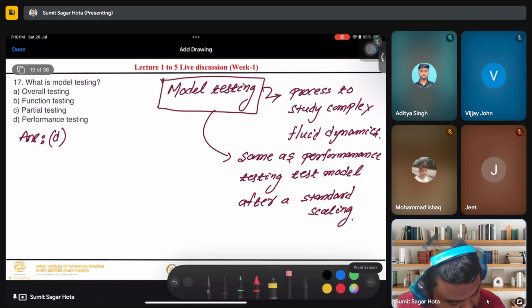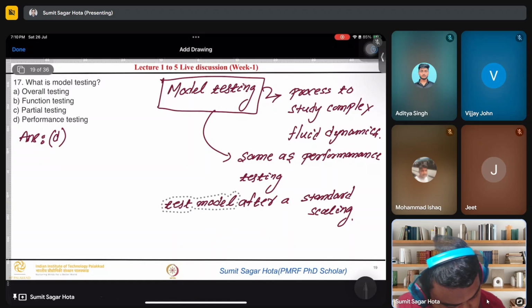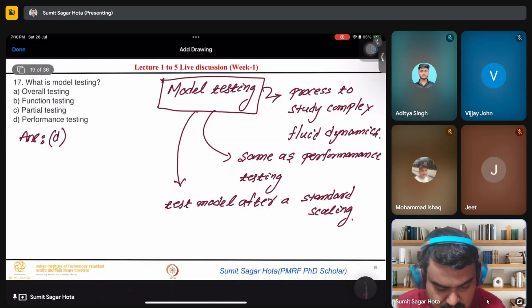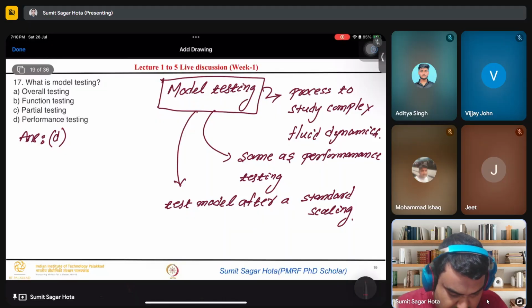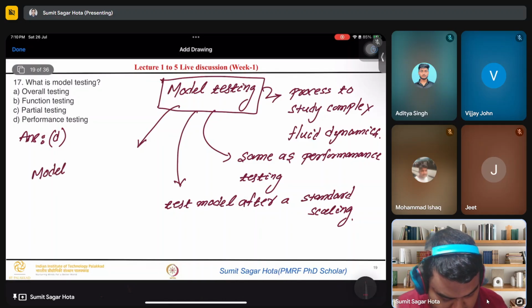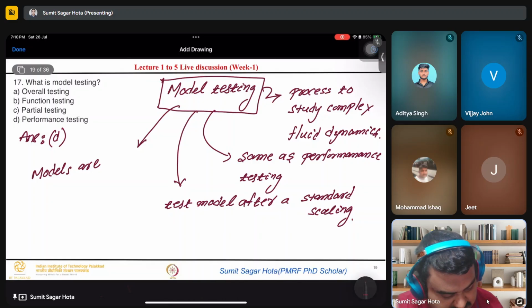You can write down here. This we already know, models are always smaller than the final design or the final prototype. But in some cases it can also be larger. For example, for smaller objects we can make it a larger one to study in detail. But in fluid mechanics, in whatever question, it will be always more or less smaller in general.